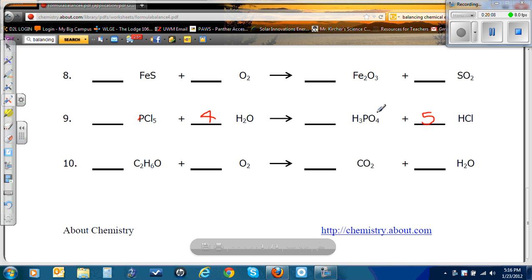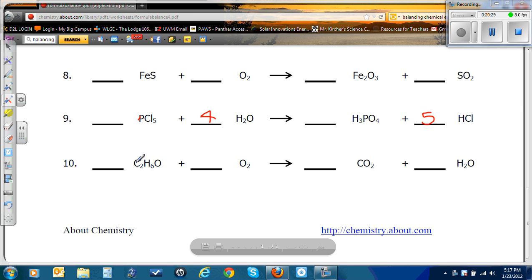1 phosphorus, 1 phosphorus, 5 chlorine, 5 chlorine, 8 hydrogen. We have 3 hydrogen plus 5 hydrogen is 8 hydrogen. We have 4 oxygen, and we have 4 oxygen, so we're balanced.